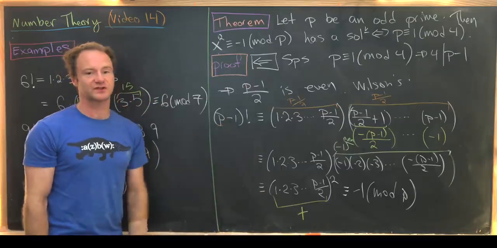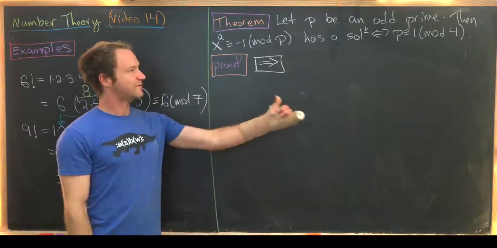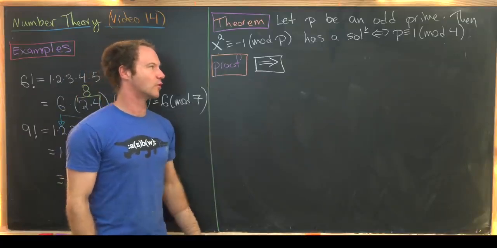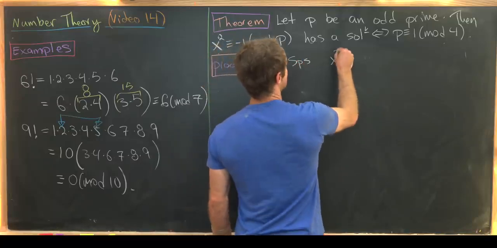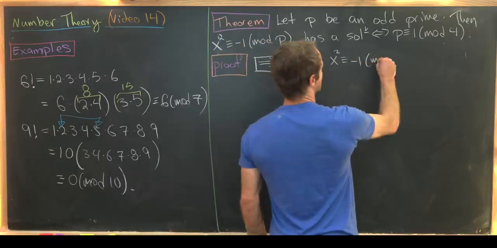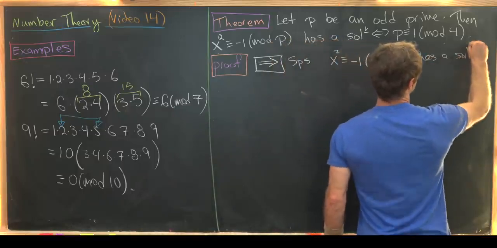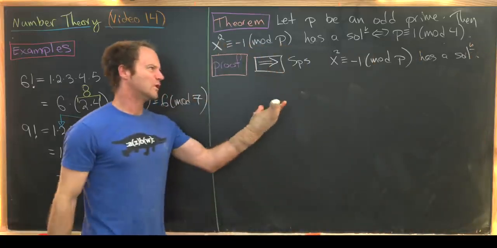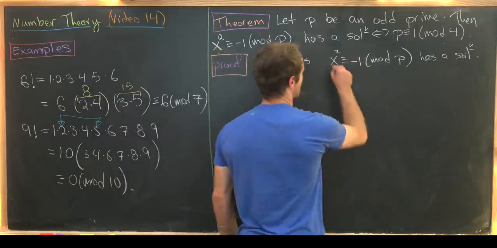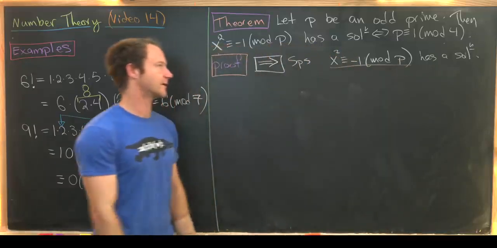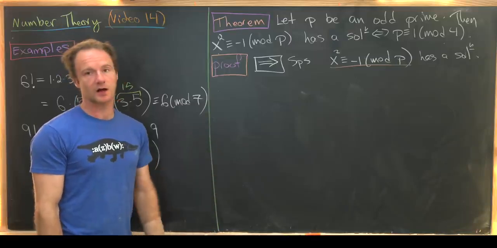Okay, so we finished this direction. So now let's look at the other implication. So we finished the reverse direction. Now we're ready for the forward direction. So let's suppose that x squared congruent to minus 1 mod p has a solution. Which solution? Well, we'll just call that solution x, so this congruence is true right here. So just to reiterate, x is a solution to our congruence.